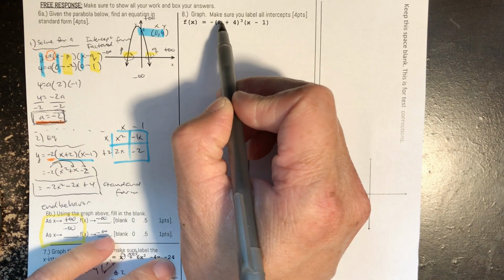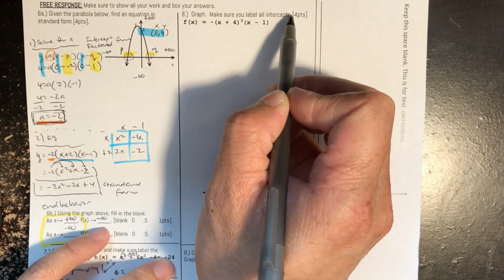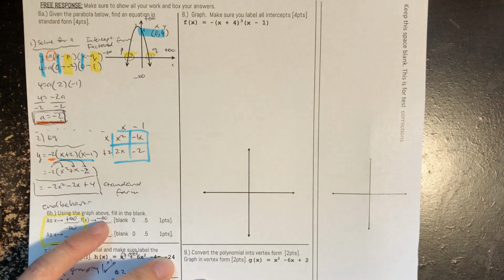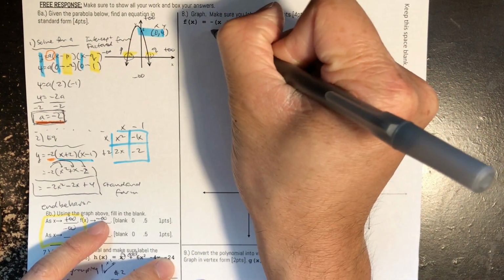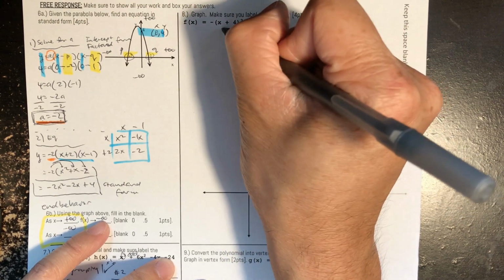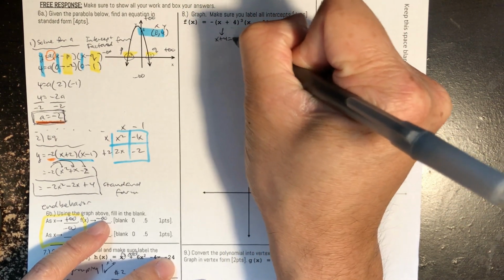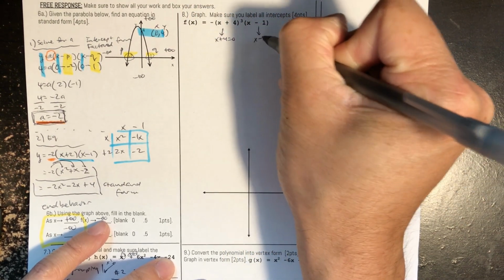Question number 8, graph. Make sure you label all your x-intercepts. We're going to do the same thing here. So I'm going to make a chart. Although this means you write out x plus 4 three times, just to find the 0, you can just do it once, unless you want to do it 3 separate times. Feel free to do so.